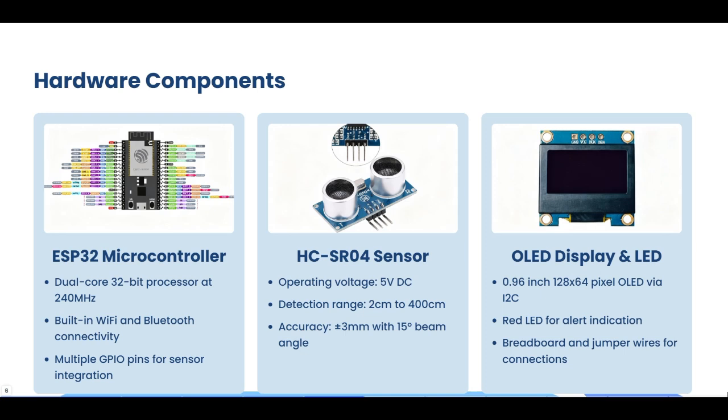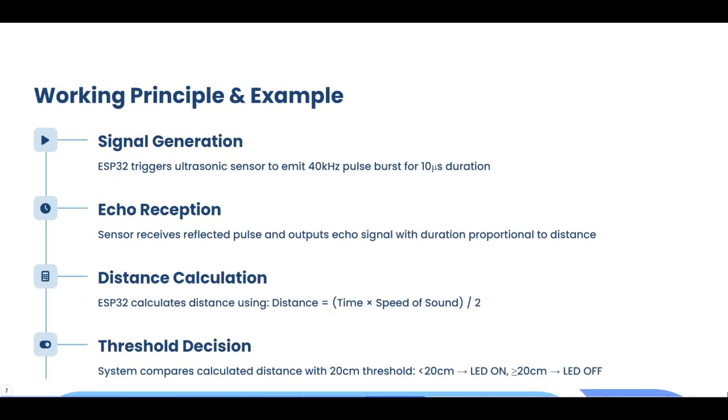So we will go through the working principle. First, the ESP32 sends a pulse to the sensor. Then the sensor listens for its echo. Then the ESP32 calculates distance based on how long the echo takes to return. If something is within 20 centimeters, the code turns on the LED. The display updates the measured distance instantly. Then the hardware demonstration.